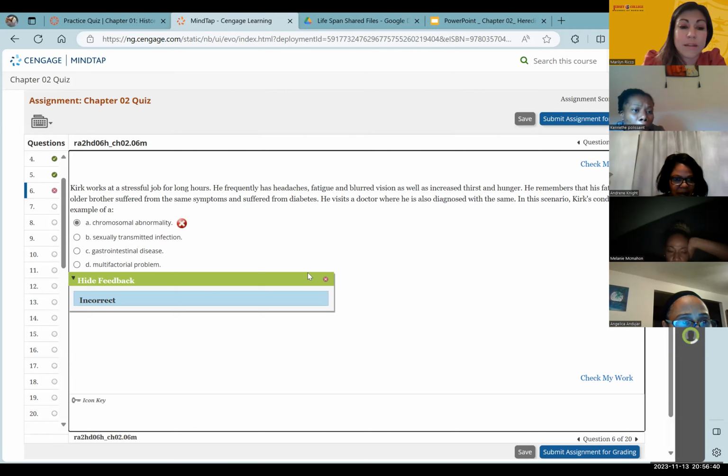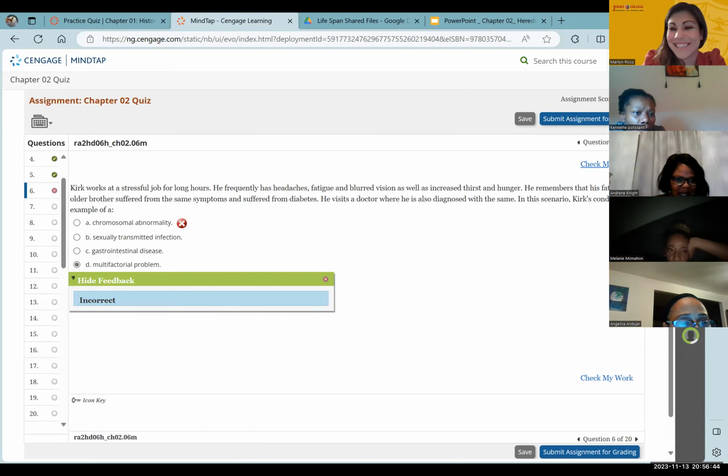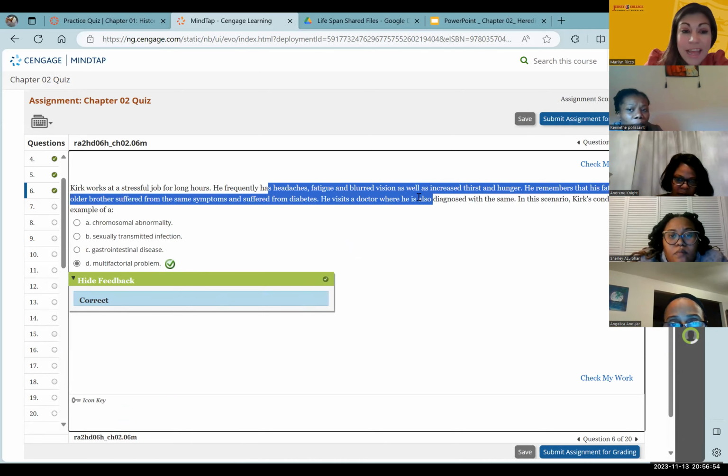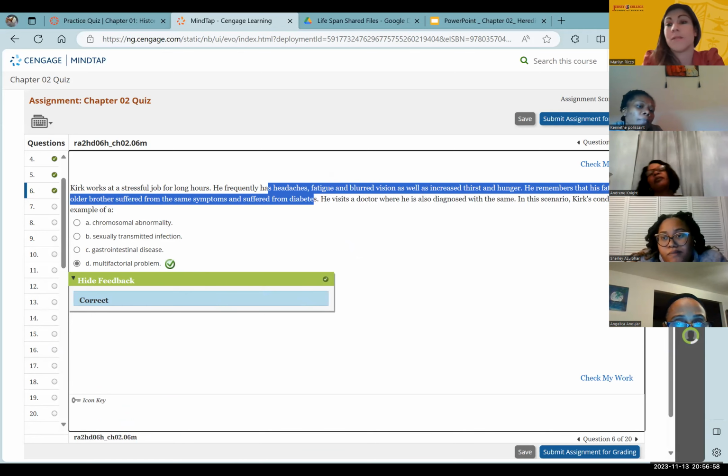Abnormality. Incorrect. D as in David. Multifactorial problems, right? So multifactorial because he's got all these things, right? And then also diabetes. So that's multiple symptoms.